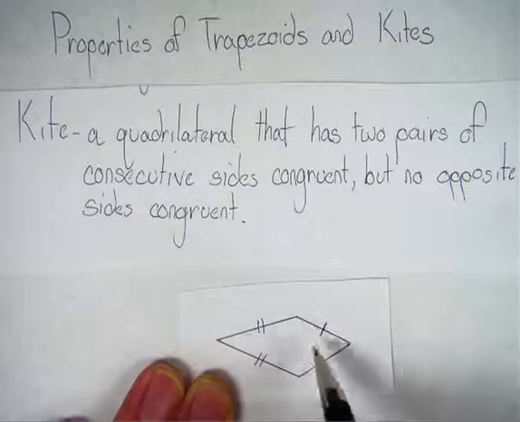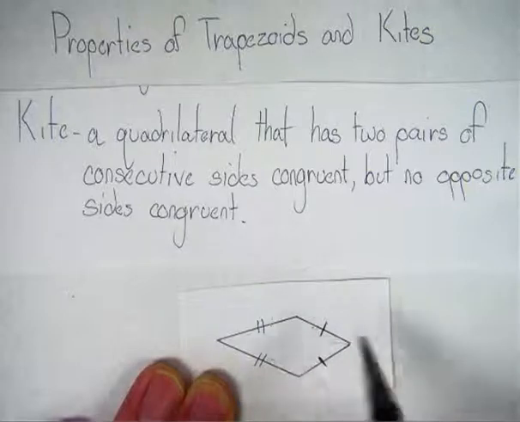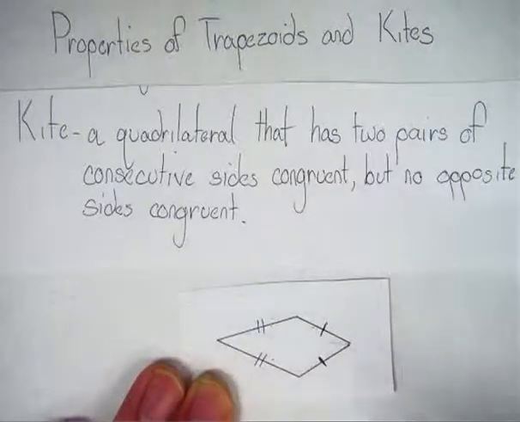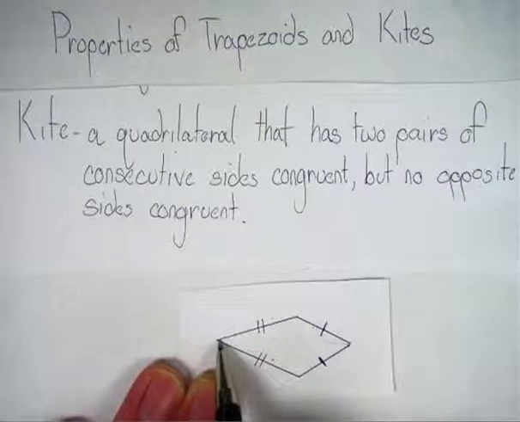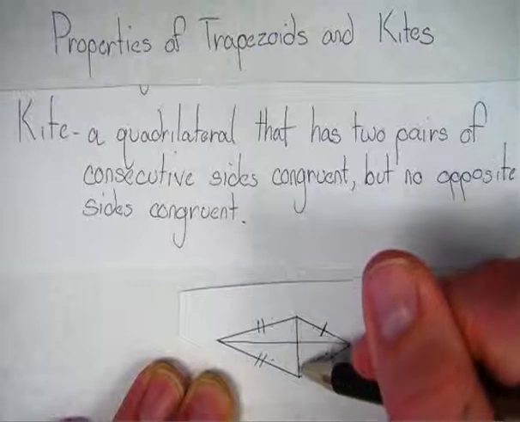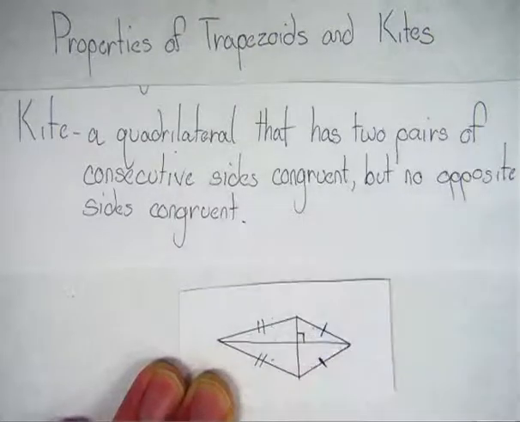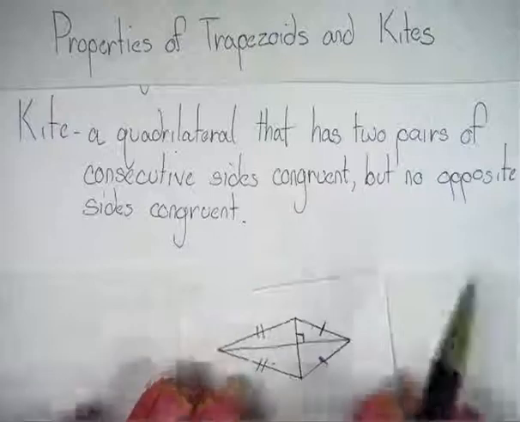However, none of the opposite sides are congruent to each other. So if I look, these two are not congruent, and these two are not congruent. And this is called a kite. You'll notice it is shaped just like when you think of flying a kite. It is exactly that kind of kite. And the property that I want you to remember most about kites is this: if we draw the diagonals of a kite, the diagonals of a kite will always be perpendicular, no matter what. So we have a trapezoid, which is a quadrilateral with one set of parallel opposite sides. And then we have a kite, where we have two sets of consecutive sides congruent, but no opposite sides congruent.